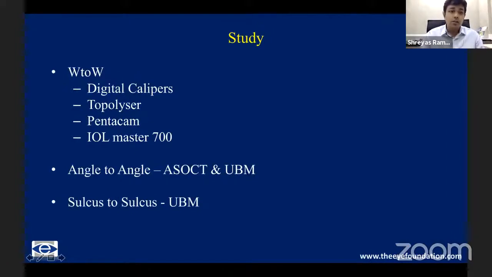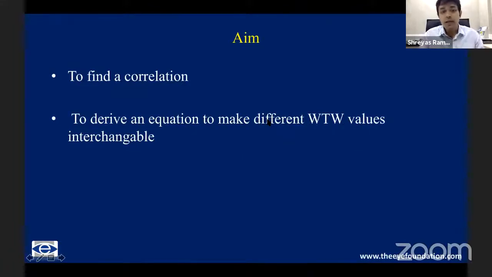I'll just quickly run you all through this study, which we did at our center. We used 6 different devices to measure various measurements. For white to white, we used the digital caliper, the Topolyser, the Pentacam, the IOL 700, and the ASOCT. And then we also used the ASOCT and UBM to measure the angle to angle, and the UBM for sulcus to sulcus. Now, while we know that angle to angle and sulcus to sulcus are very different from white to white, we were wondering whether we could arrive at an equation which would help us correlate these measurements in a better way. So the aim was really to find the correlation, but not the difference, and also to derive an equation to make different white to white values interchangeable.